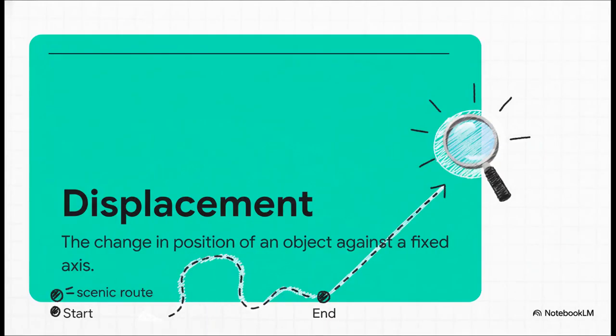And finally, we have displacement. This one's a little different because it's all about the change. See, displacement doesn't care about the long, winding road you took. It only cares about the straight line between where you started and where you ended up. It's the shortest, most direct route from your starting point to your finish line.